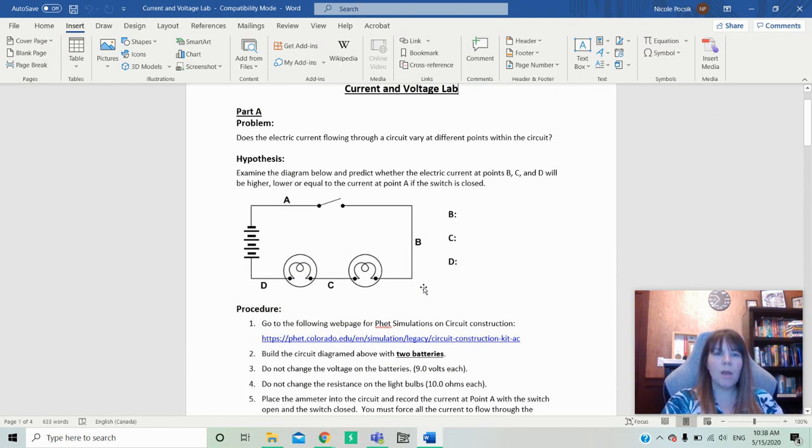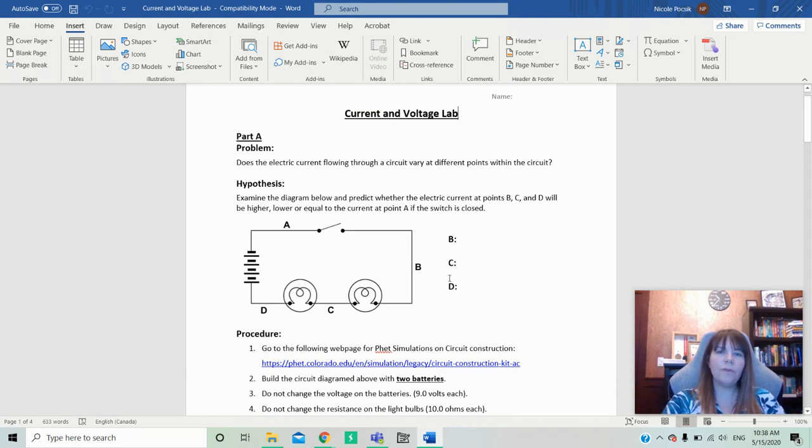So in every lab, we have to follow what we would call the scientific process. We have a problem. We are going to question how to solve that problem. We're going to give a hypothesis stating what we think is going to happen. So our problem today is, does electric current flowing through a circuit change at different points within the circuit? That's what the word vary means. Is it different at different points?